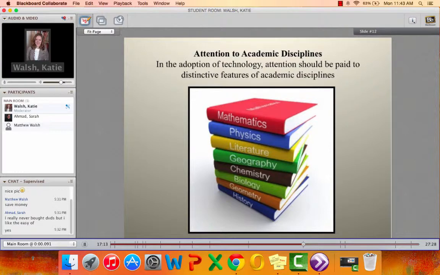And lastly, another way to effectively integrate technology into the classroom, I think, is that attention should be given to academic disciplines. So the Khan Academy has really led the way when it comes to blended learning, and I actually use Khan Academy videos in my classroom, specifically in the Protestant Reformation unit. They have some very good videos on the Protestant Reformation.